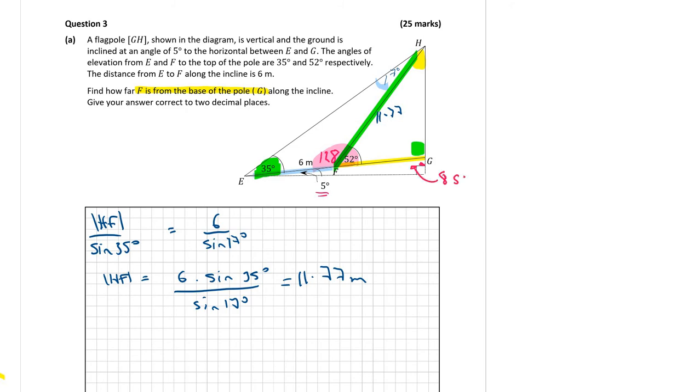That angle there is 85, and the total angle there is 180. The angle in green there must be 180 minus 85, which is 95 degrees. Now that angle is 95 degrees. Now that angle is 52 degrees. The angle up the top here must be 95 plus 52 subtracted from 180. It's going to be 180 minus 52 minus 95. It's 33. I'm just going to use the sine rule again to work that out.